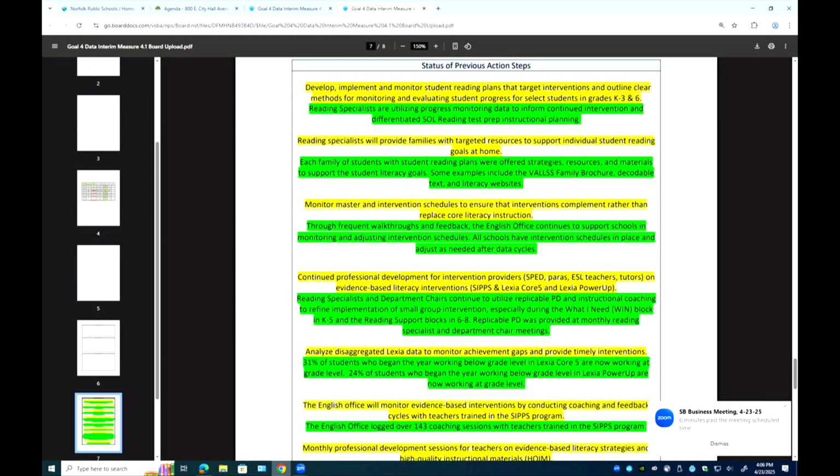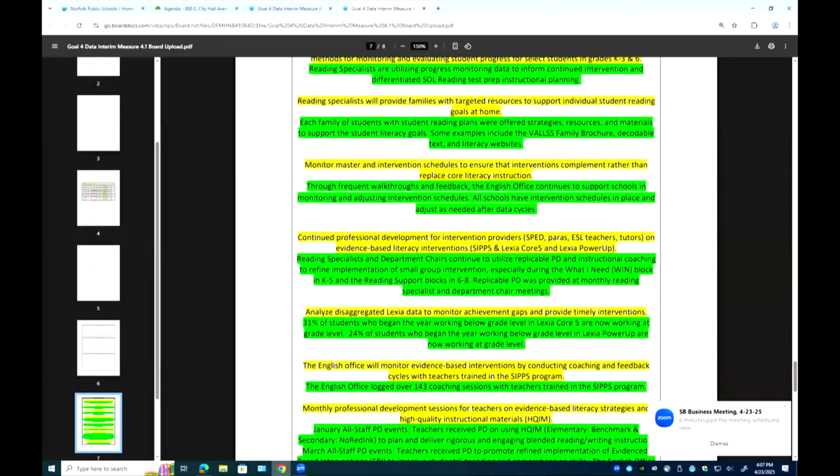The next was around monitoring master and intervention schedules. The reading specialists and the senior coordinators did frequent walkthroughs and provided feedback, and the English office continues to support schools in monitoring and adjusting intervention schedules. And all schools do have a solid intervention schedule in place, and they adjust it after each data cycle.